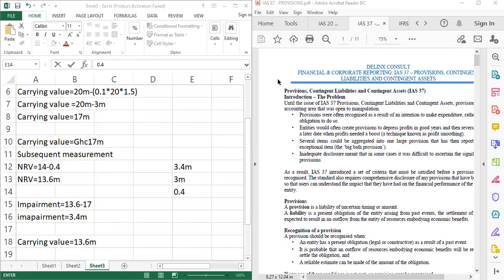It's not provision for bad debts. It's not provision for any debt or anything. It's not provision for discount. It's a provision for a liability that you are going to incur in the future. And before you can make this provision, you have to prove beyond a reasonable doubt that it is necessary for you to make this provision, and this cost that you are making provision for will actually be incurred in the future.